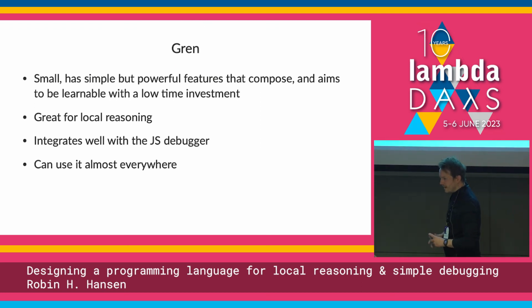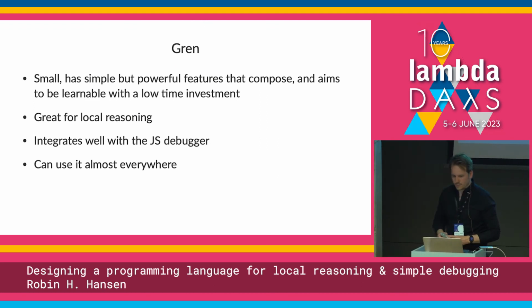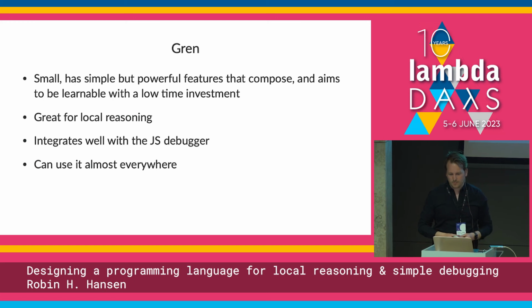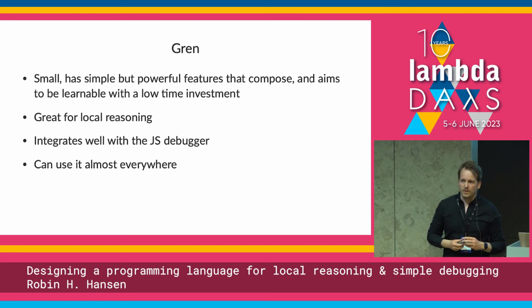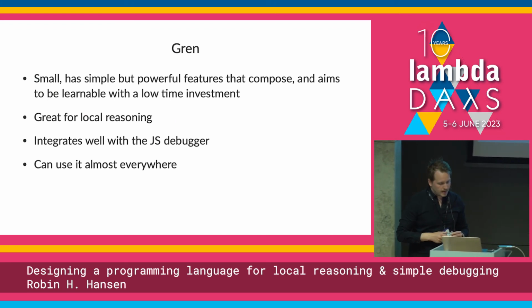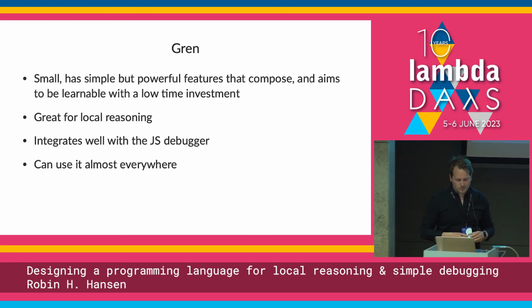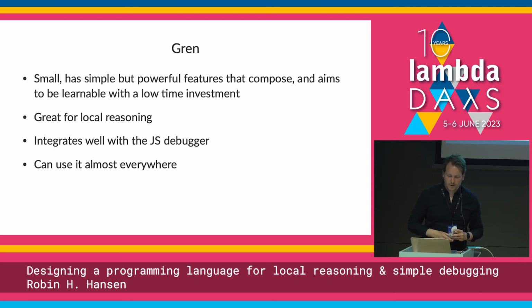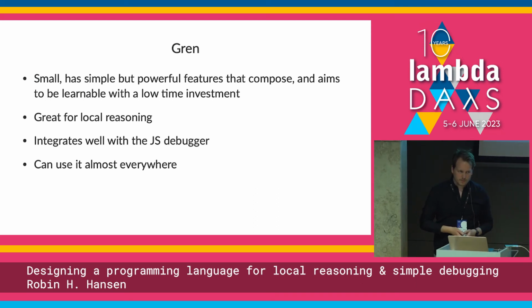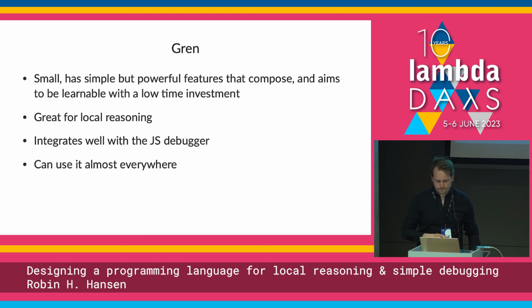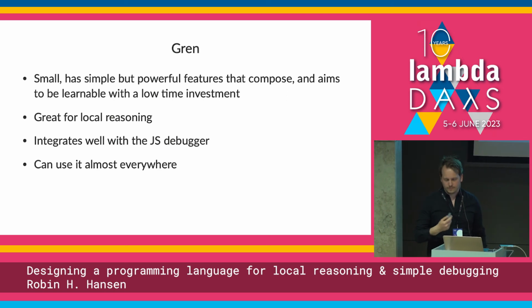So again, Gren is a small language with simple but powerful features that compose. It aims to be learnable with a very low time investment, as low as we can get. It's great, I think, for local reasoning. It integrates well with the JavaScript debugger, and because it compiles to JavaScript, you can use it almost everywhere. There should be an asterisk there. It's still early in development. Everything's not great, but that's the goal.